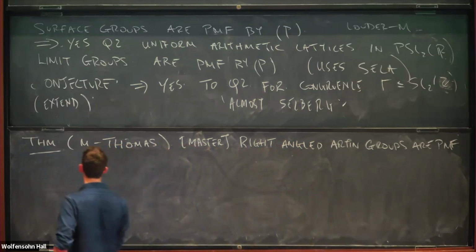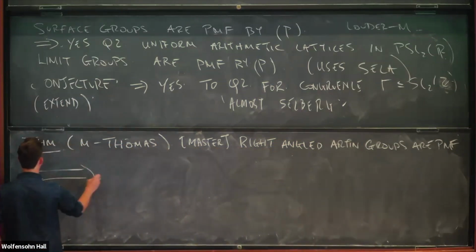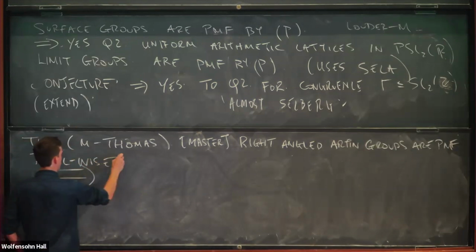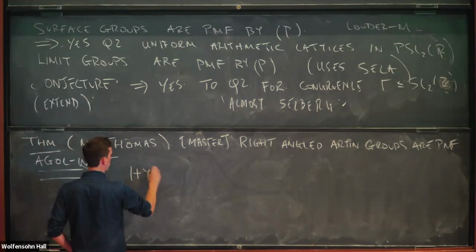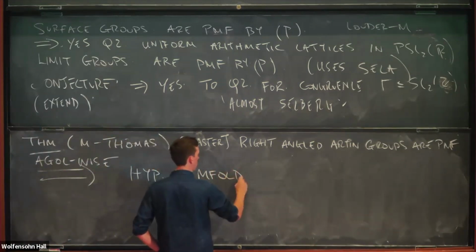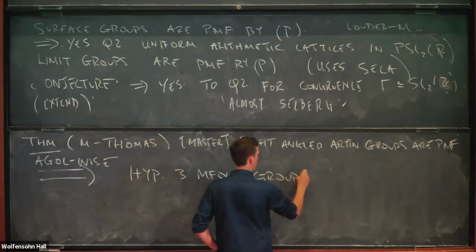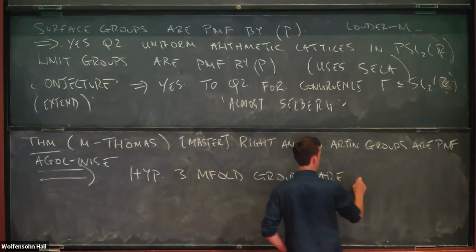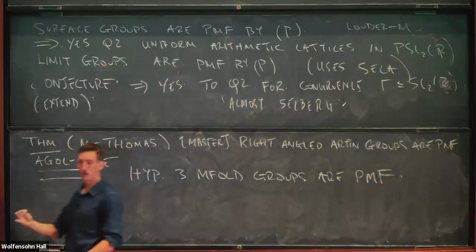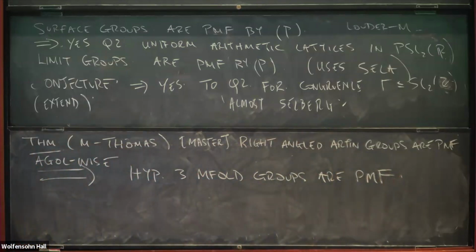So this actually implies, by a very deep result of Agol and Wise, that the hyperbolic three manifold groups are PMF too. This tells you that, okay, this is not what I want. I want covering spaces. I want actual locally symmetric spaces. But this gives me something.